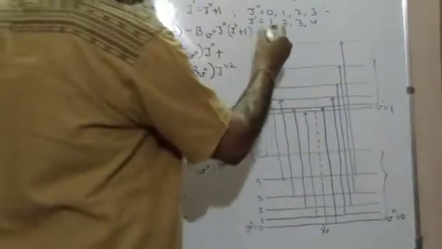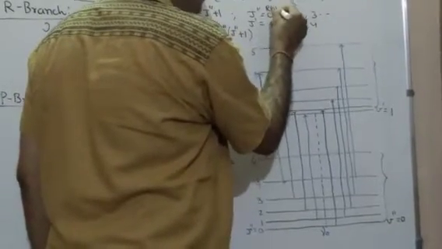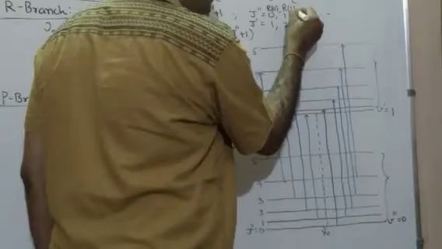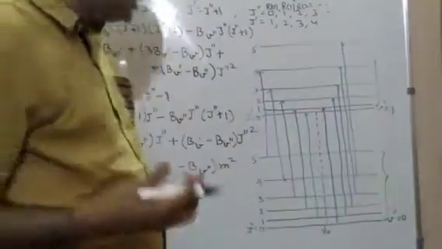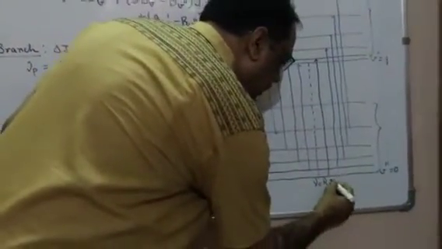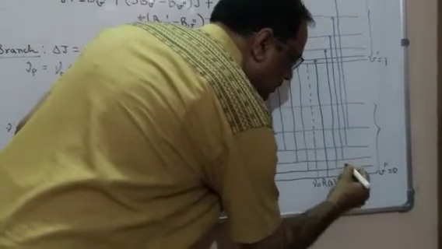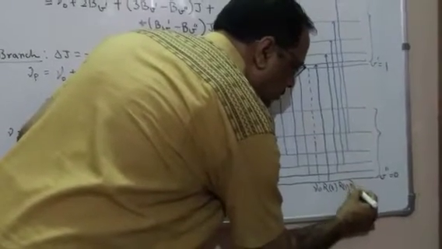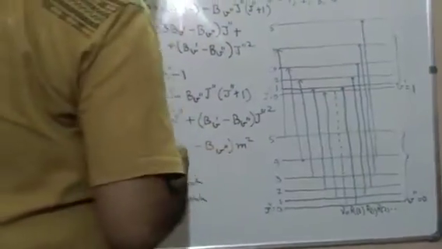So these lines are called R0, R1, R2, because they are the lines of the R branch. So here we can write the first line R0, the next line R1, similarly R2, and so on. These are the lines in the R branch, and that's why they form the R branch.